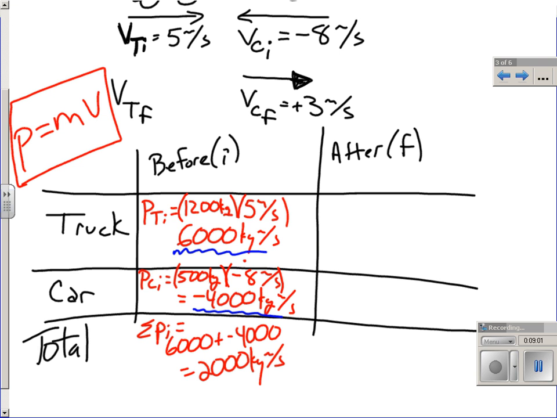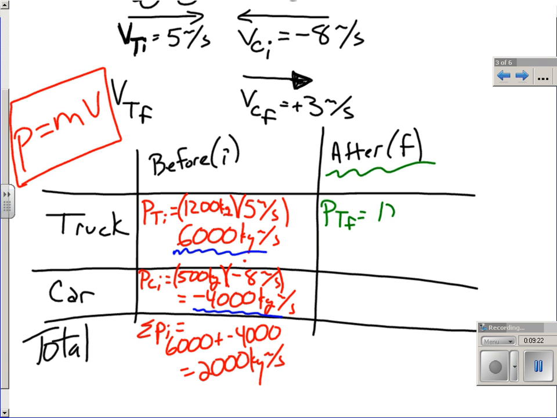So let's see if we can figure this out. Now, let's take a look at what's going on after the collision. All right? After the collision, we're missing some information. If I wanted to find the momentum of the truck after the collision, I'm going to get stuck because I don't know the velocity. So I'm just going to leave that as a variable.